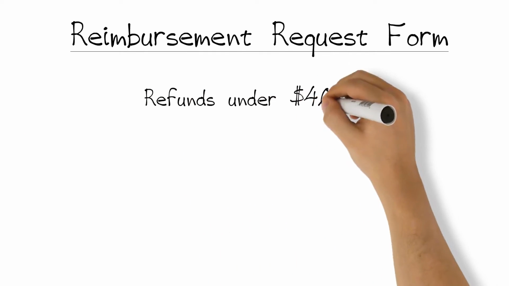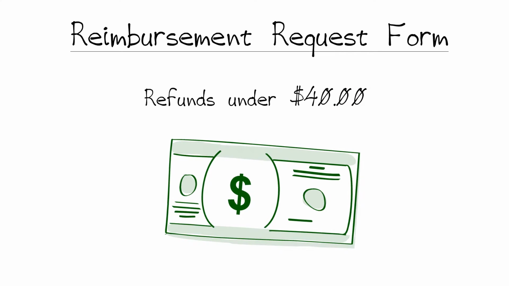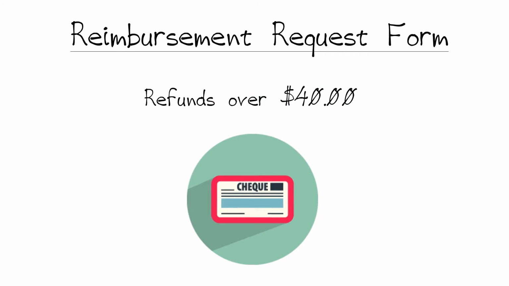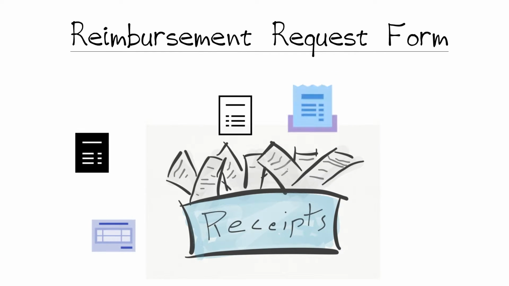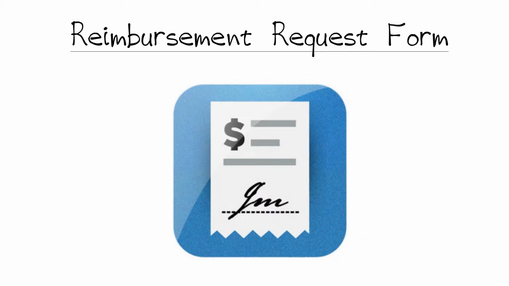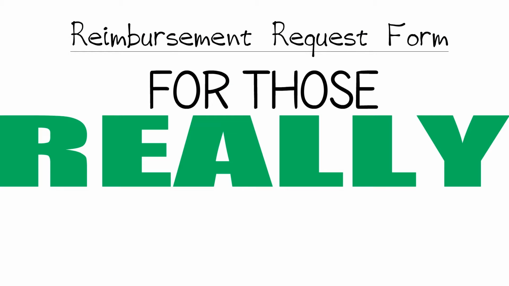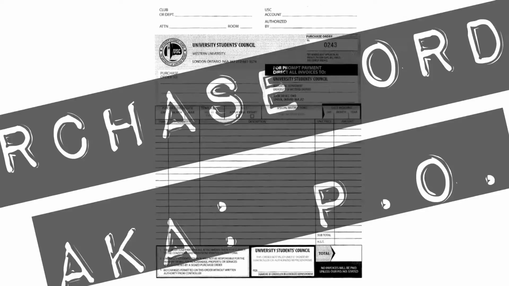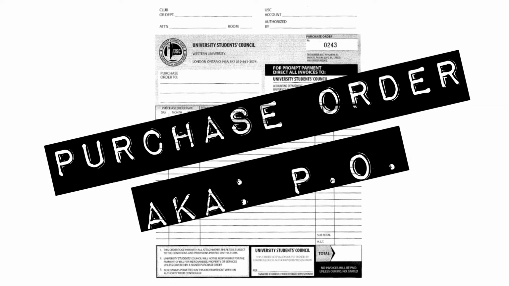For refunds under $40, payments will be made in cash. Anything over $40, a check will be processed. If the person has receipts from multiple stores, add them all together and only create one form. For those really large purchases, over $100, you will need to ask for a purchase order, or PO for short.